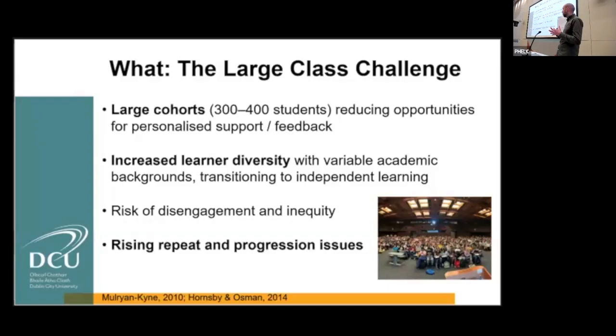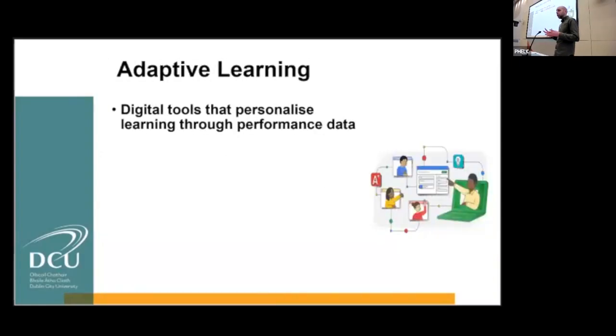What I've observed over the last 3 or 4 years with these increasing numbers is a rise in the number of repeats. You've also got issues in terms of students progressing from first into second year. So there's a major challenge around these large class sizes, as we've already identified. How can we potentially curtail or solve some of those issues?